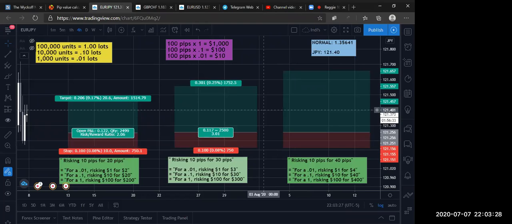$2 on the 0.01 is $20 on the 0.1. It's $200 on a standard lot, or 1.